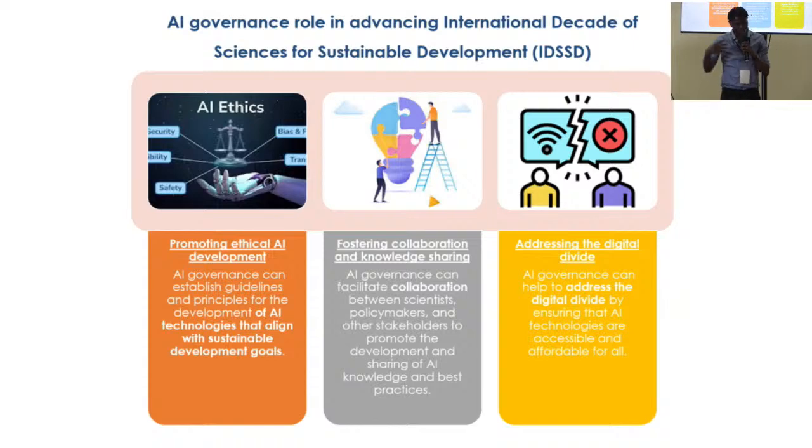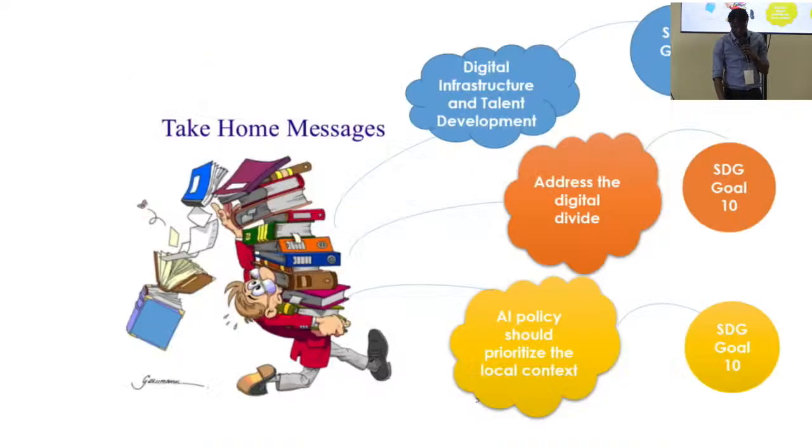And also collaboration, and also looking at addressing the digital divide. So our take-home message is that, yes, AI policies need, going forward, to answer the how part when it comes to digital infrastructure and talent development, as to how the country can achieve this. So future research can look at this, and as people are doing research on this, they will be achieving SDG Goal 9.